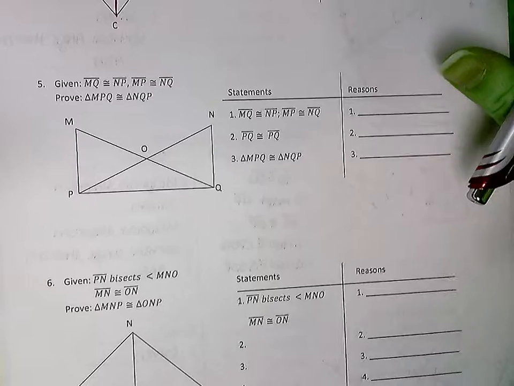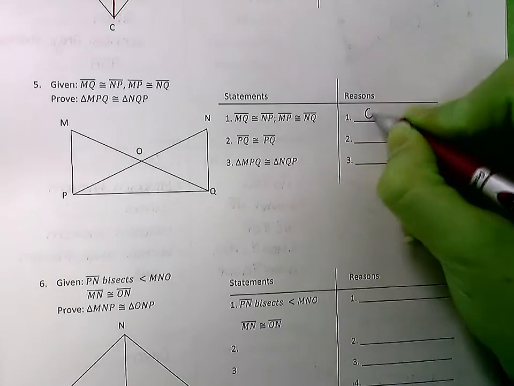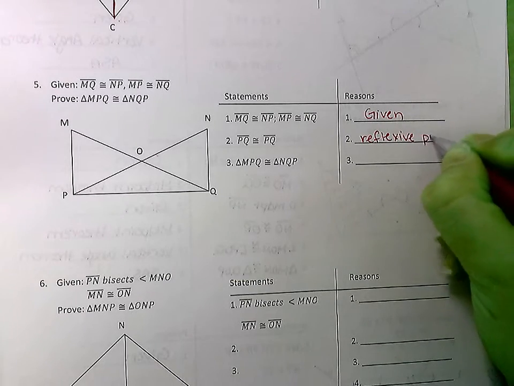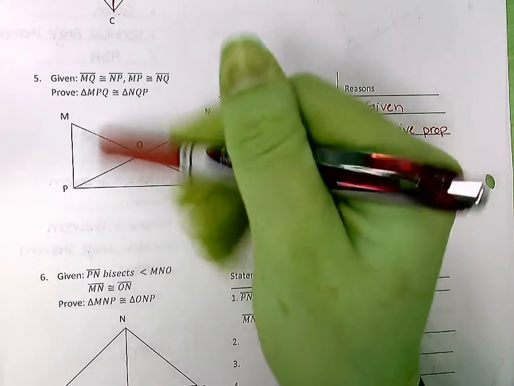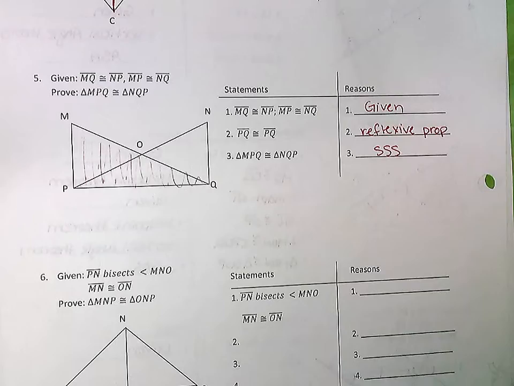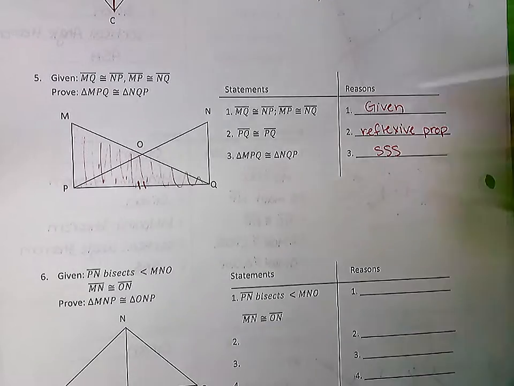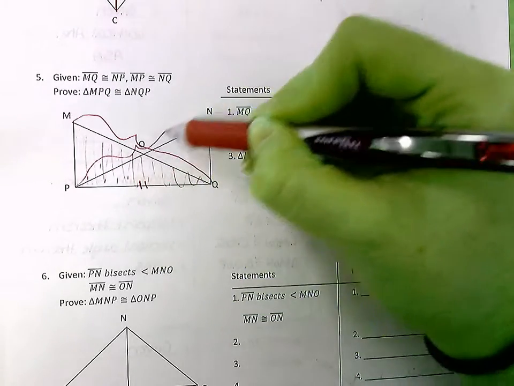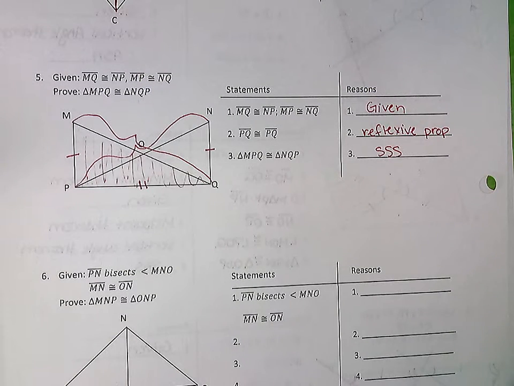All right. So looking at number 5 and 6, I think most people got 5. You should have given reflexive, and then side, side, side. You are looking at these larger triangles, so that one and then the other one here. So that's why PQ would be equal to itself. And then you had this entire side, MQ, and this entire side, PN, congruent, and then my opposite sides there. So each of those triangles would be side, side, side.